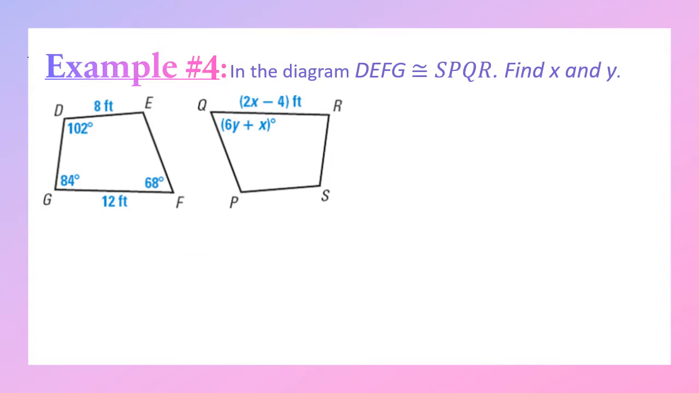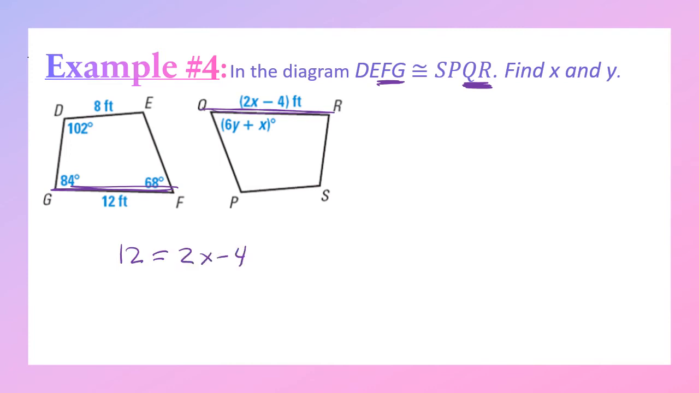All right, moving on to example 4. Example 4, they want us to find X and Y. So first things first, if I want to find X, this side right here is side QR, which is the 3rd and 4th letters here. So if I look at the 3rd and 4th letters here, it is side FG, which tells me essentially that 12 is going to equal 2x minus 4.